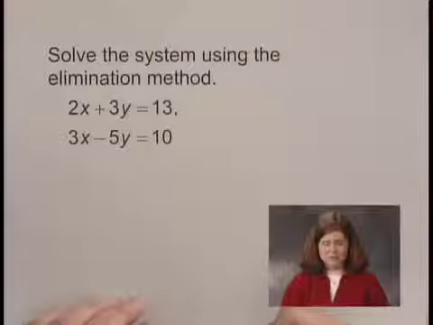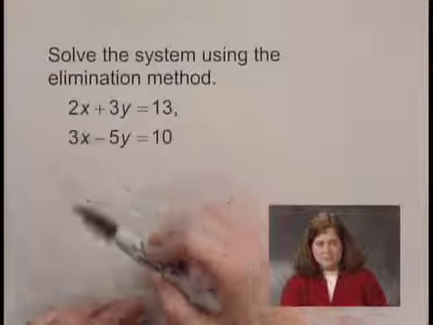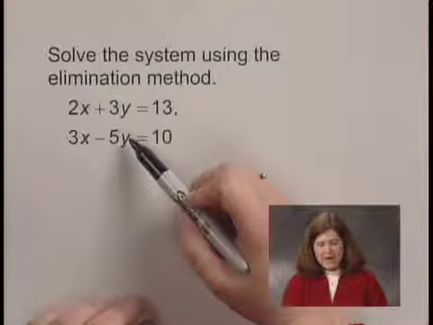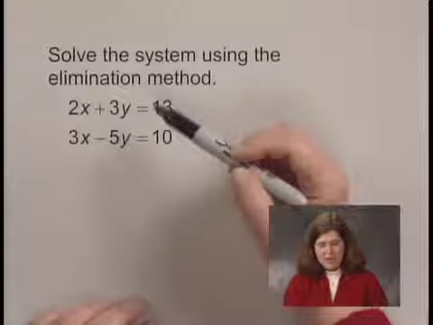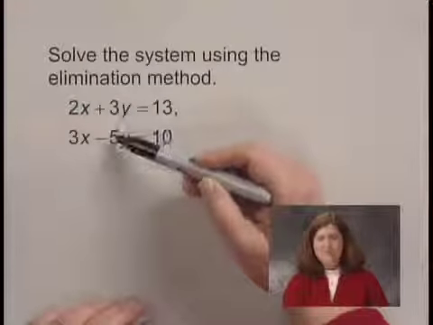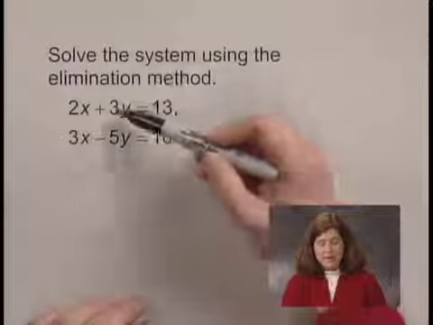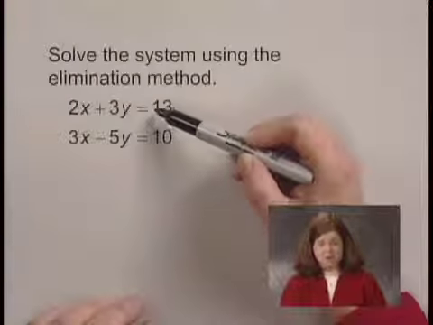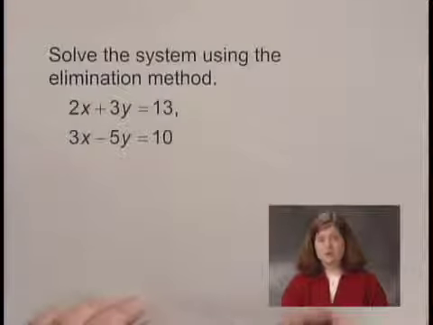Their sum is 0. I could choose to eliminate x. I'm going to choose to eliminate y because they already have opposite signs. If I look at 3 and 5, I notice that their product is 15, and I can multiply the first equation by 5 and the second equation by 3, and I would have opposite coefficients.